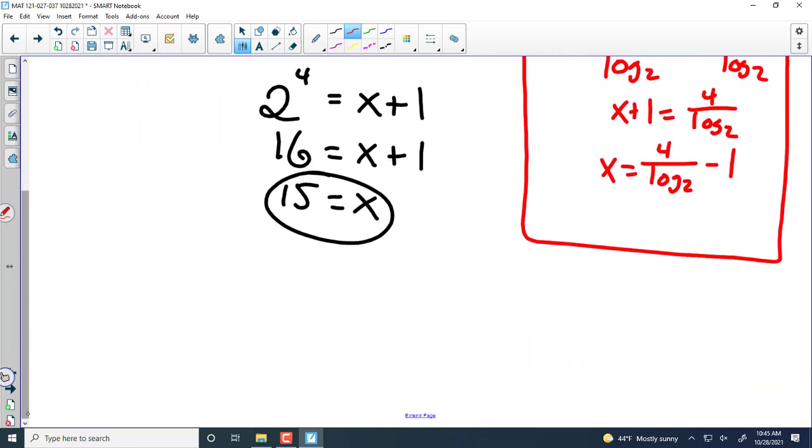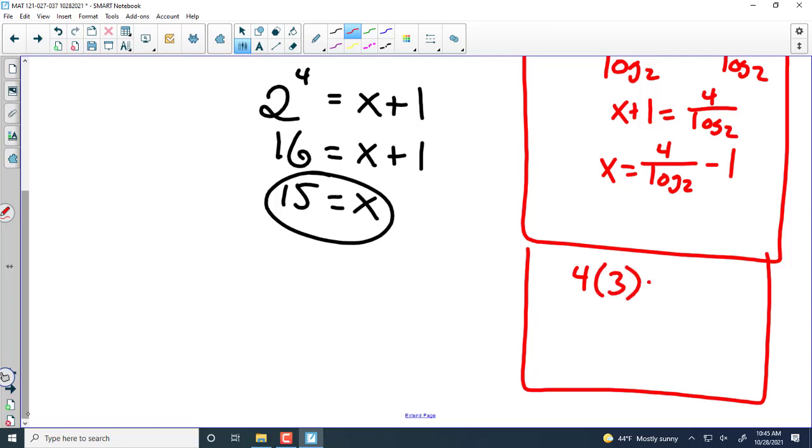This over here is just as bad as this. If I had 4, 3, let's see here, let's make this 4 times 3 times x equals 7. And if I said, I think I'll divide both sides by that.